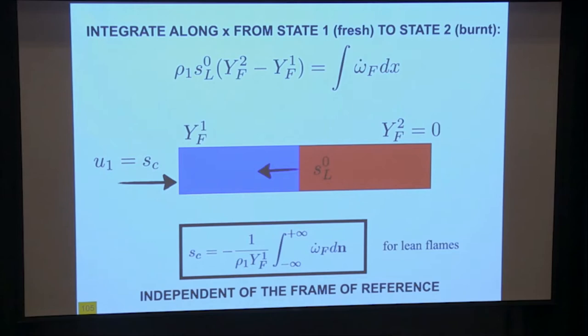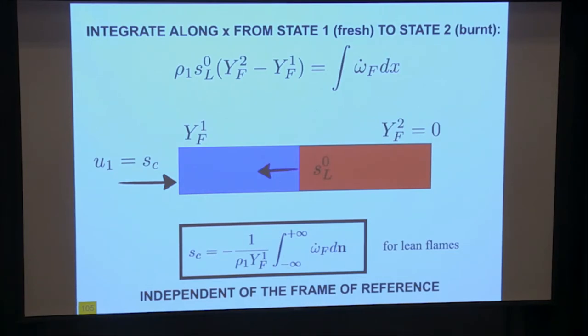So I can write it like this. SL, or SC, that's what we call it, the consumption speed, is equal to minus 1 over rho YF1, integral of omega dot F dn. So you see that we call it consumption because it measures the consumption. It's proportional to how much is burnt in the flame. It's independent of the frame of reference. The integral of the fuel mass fraction does not depend on the speed at which you measure this thing. It's something which is independent.